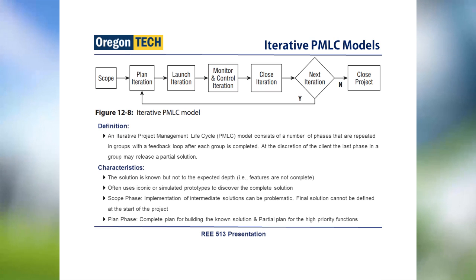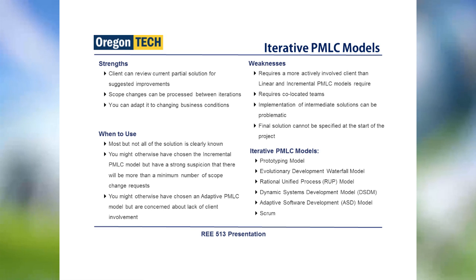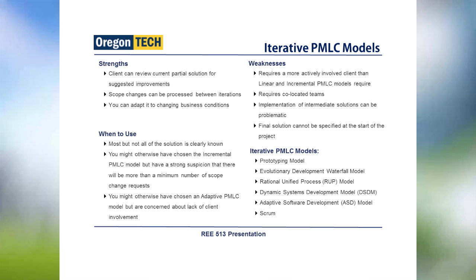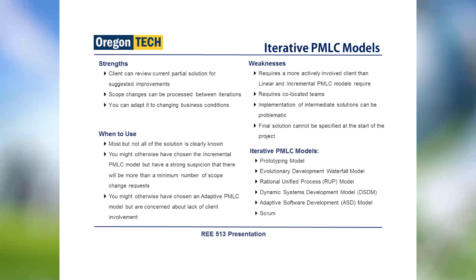The iterative PMLC model divides a project into many iterations. After an iteration, the feedback from the customer is gathered to plan for the next iteration. When divided into many iterations, it is easier for the customer to review. You can easily adapt to changes in business conditions or client requirements. So you use the iterative PMLC model when most but not all of the solution is clearly known. You expect a small number of scope changes or a lack of client involvement.